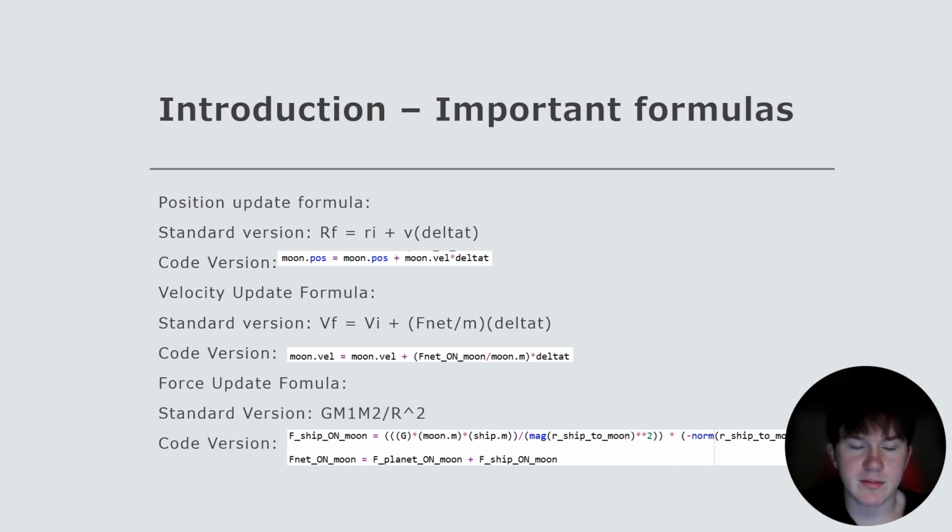So what are some important formulas we used? Well, we used the position update formula, rF equals rI plus v delta t. There's an example of it in the code. We used it multiple times like the rest of these formulas. They just looked a little bit different depending on what we were trying to calculate. Really just the variables were changing, nothing else within the formula. So we also used the velocity update formula, vF equals vI plus F net over m delta t. And we used the force update formula, G M1 M2 over r squared. We used this to calculate the force, and then we added the forces together to find the F net.